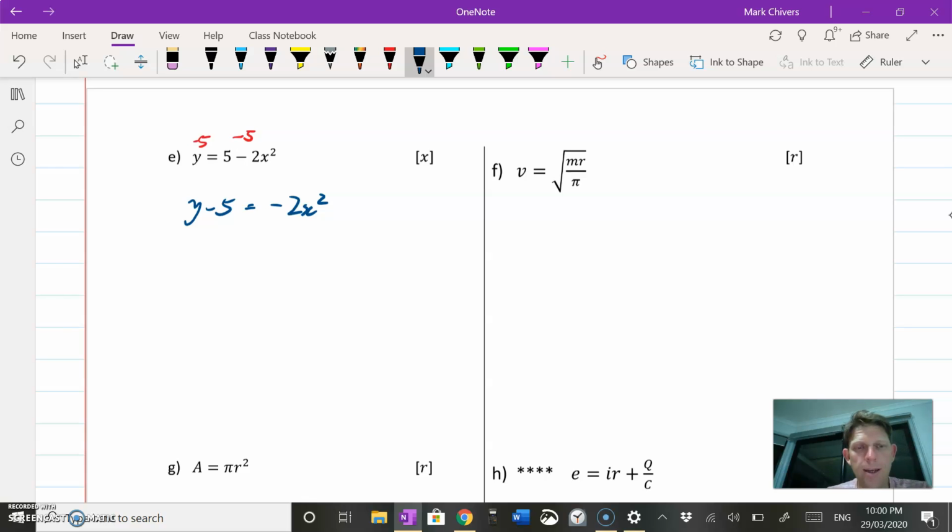Now, I'm going to deal with that index last in this situation. If I was following BIDMAS or BODMAS, that would be one of the earlier things I do. So going back the other way when we're rearranging, we do it at the end.